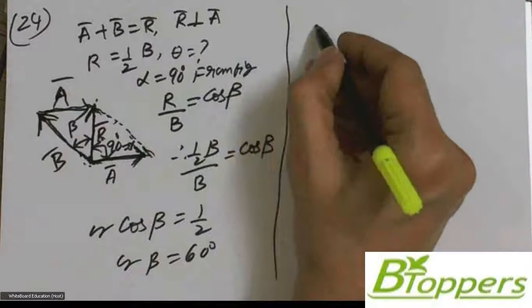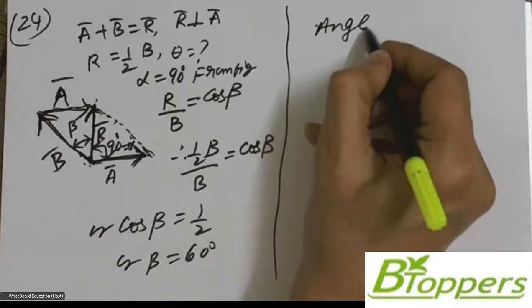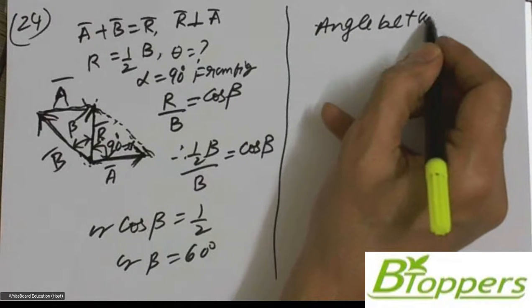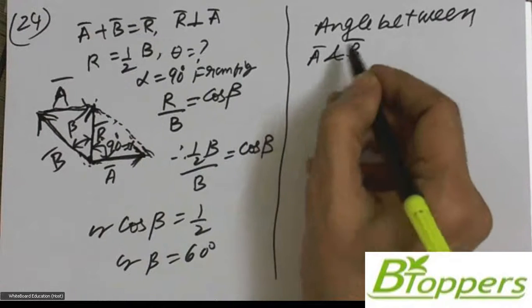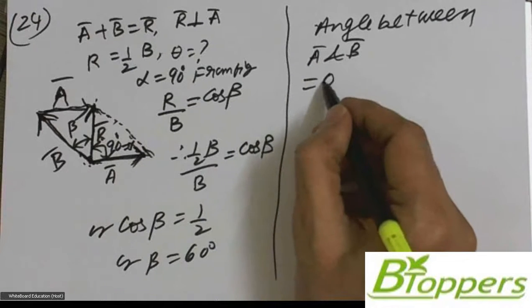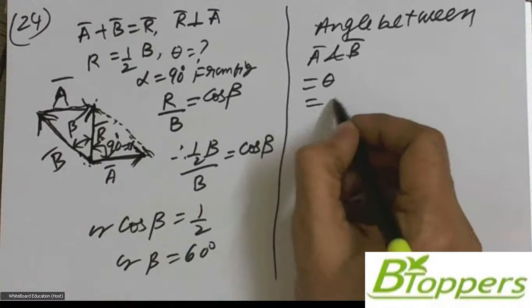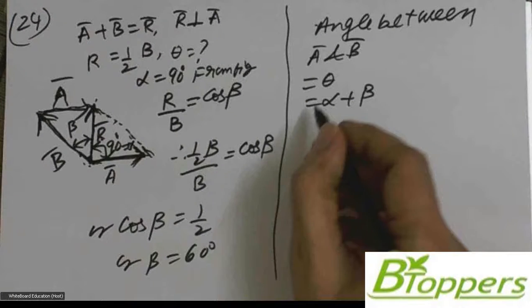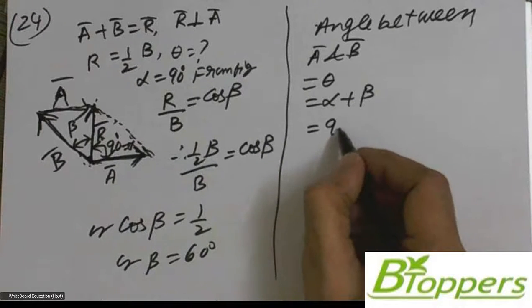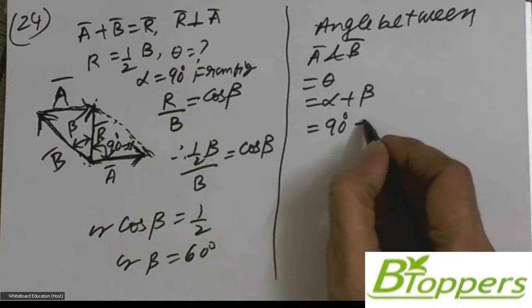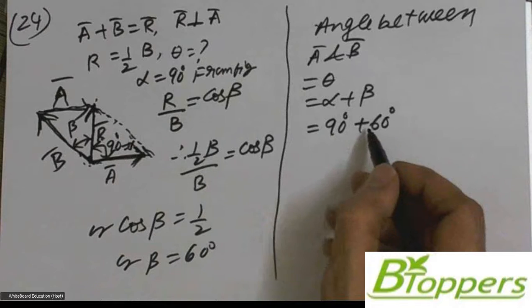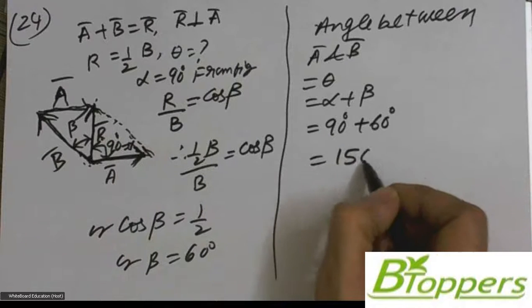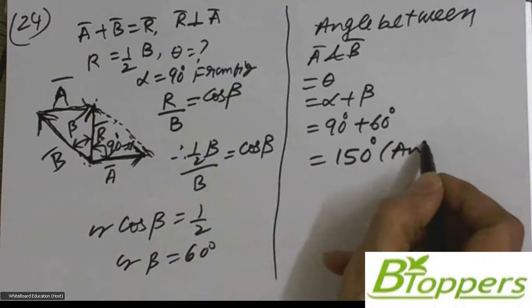So the angle between the vectors A bar and B bar, which is denoted by theta, can be written as alpha plus beta. Alpha is the angle made by the resultant with the first vector A bar, that is 90 degrees. Beta is the angle made by the resultant with the second vector B bar, which is 60 degrees. So the answer will be 150 degrees.